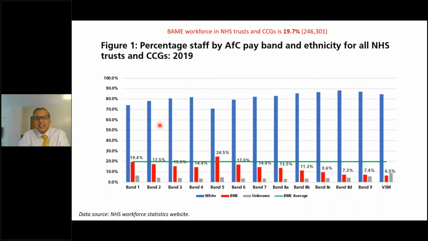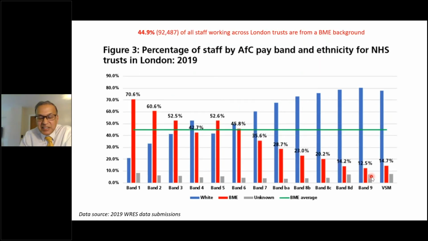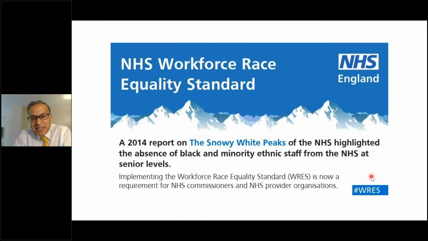When we look at the Agenda for Change pay band, we find that the ethnic minorities' proportion in higher pay bands significantly decreases as we go to higher pay levels. And this is the same case if you look at Agenda for Change pay band in the London region. And this was highlighted by Roger Kline in his 2014 report, and he termed it the snowy white peak of the NHS, where he highlighted the absence of Black and minority ethnic staff at the senior levels of NHS.